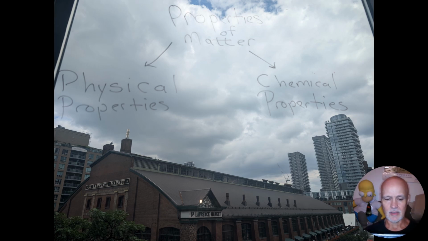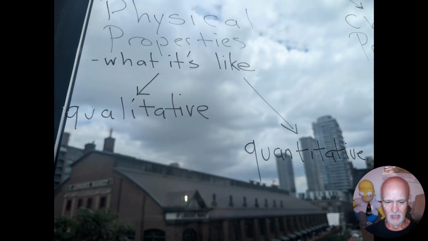Okay, so let's look at the first one. We are going to talk about physical properties, and now we're talking about what it's like. So if you're going to describe me, you're going to be really describing my physical properties. What am I like? Now they break down into two categories, qualitative and quantitative. And qualitative is something you can't put a number on. Quantitative is something that you can put a number on.